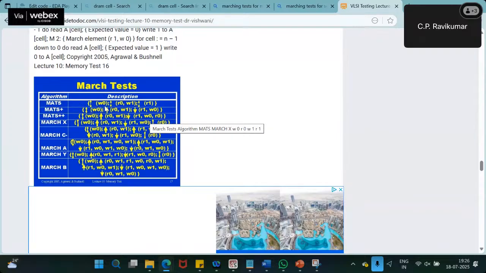So the amount of time this will take will be 1, 2, 3, 4, so 4n is the complexity of MATS. Here it will be 5n. Here it will be 3 plus 2, 5 plus 1, 6, 7. So possibly he has ordered all of them in the increasing order of test time. But the more time you are willing to spend, the more faults you are likely to catch.